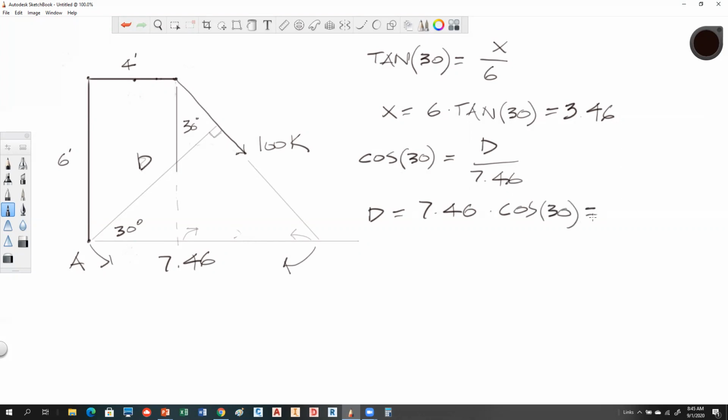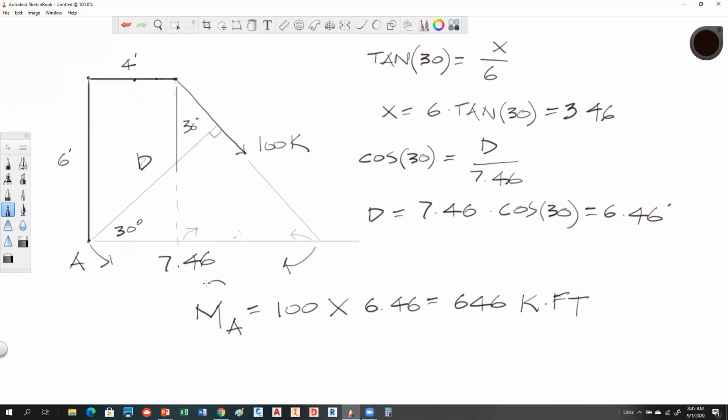And ultimately that gives me a distance of 6.46. Now, the thing is, I had to do all of that just to get this distance, and I haven't even solved the moment yet, but now I can solve it pretty easily because moment is simply equal to a force times a distance. So we have 100 kips times that distance perpendicularly measured through point A of 6.46, which gets us 646, and this would be kip feet.